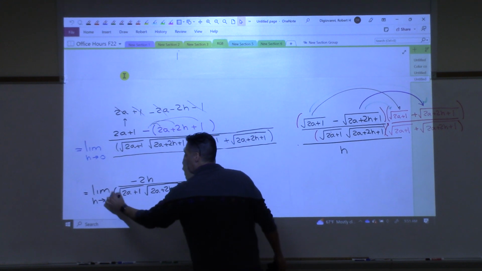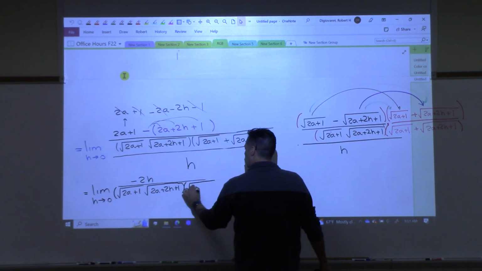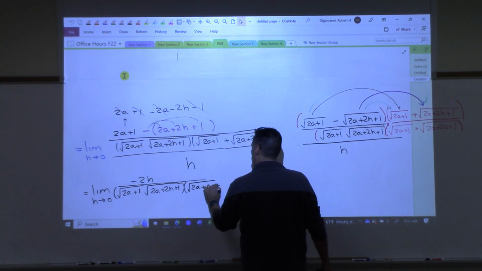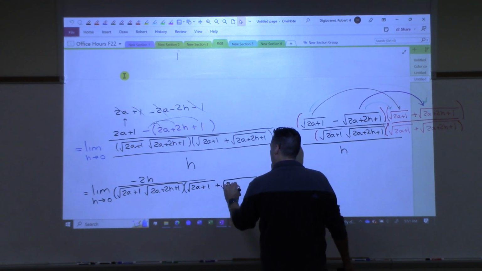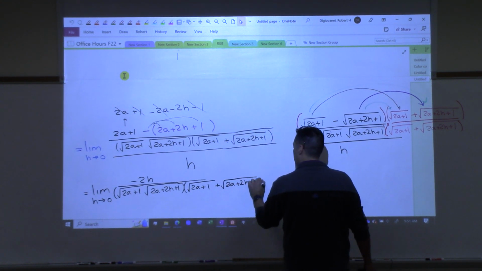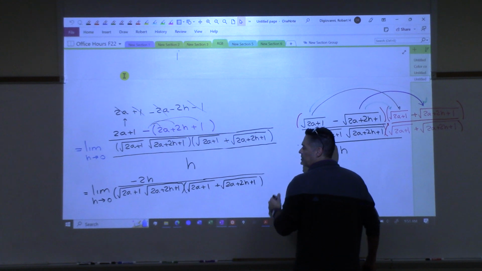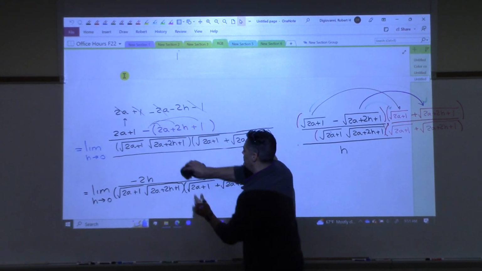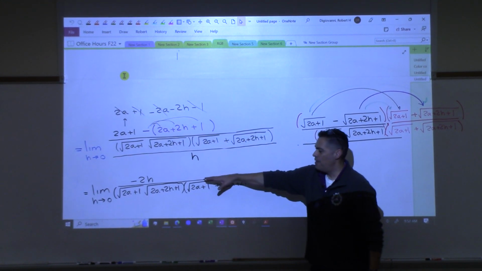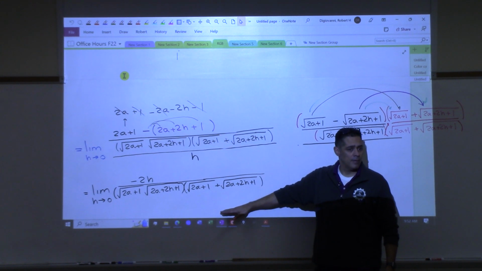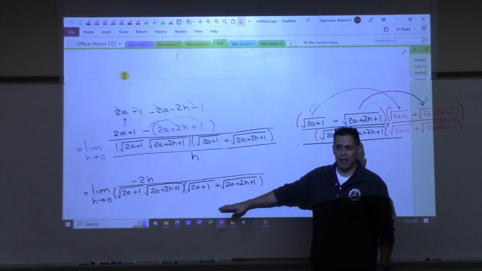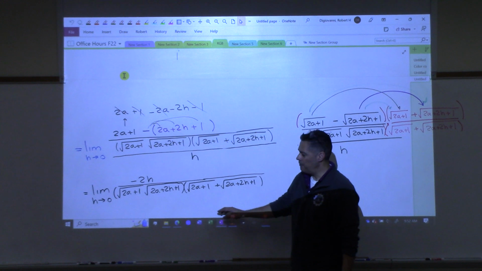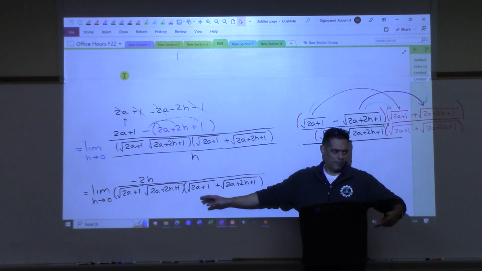Parenthesis, square root 2a plus 1 plus square root 2a plus 2h plus 1. And then all of this, all of that over h still, right? All over h. And what do you think I'm going to do with that h on the bottom? Flip it and bring it up.